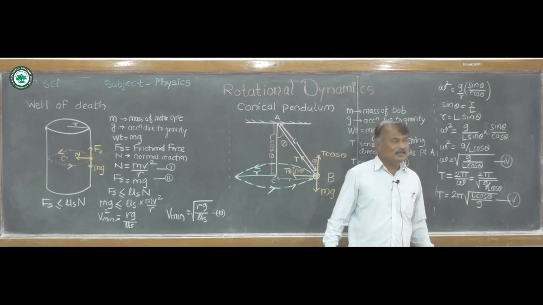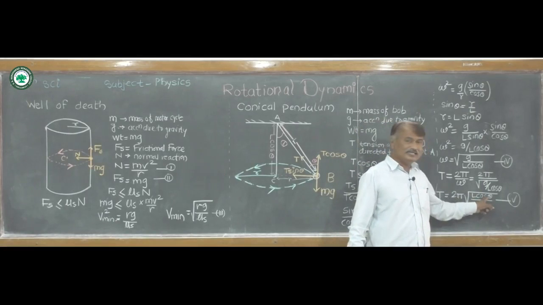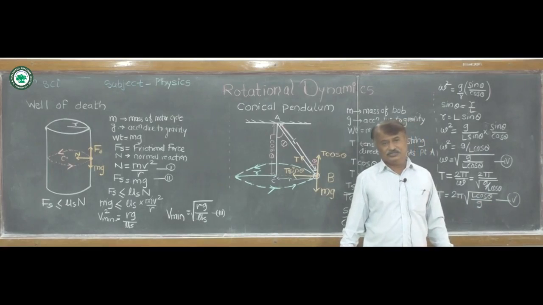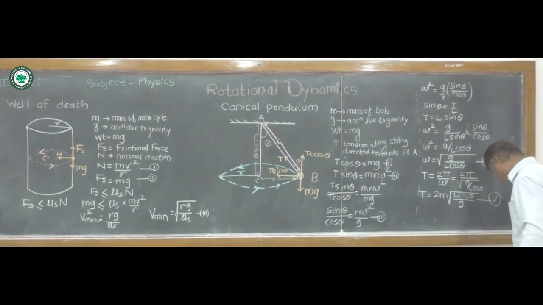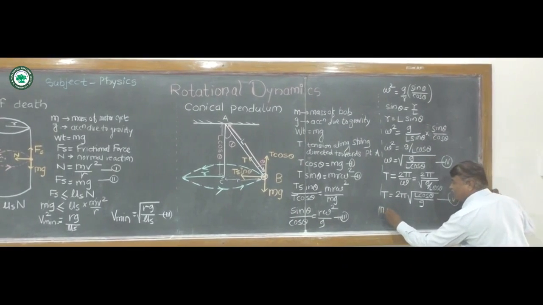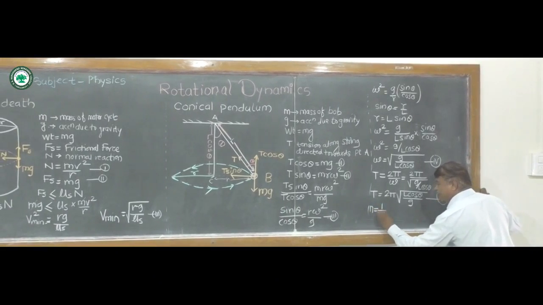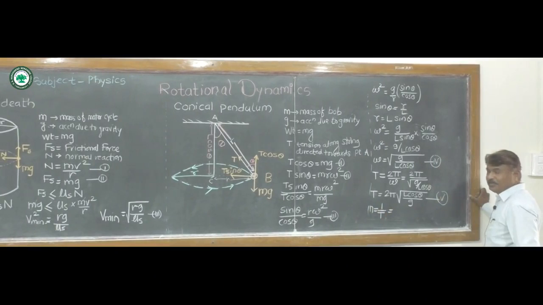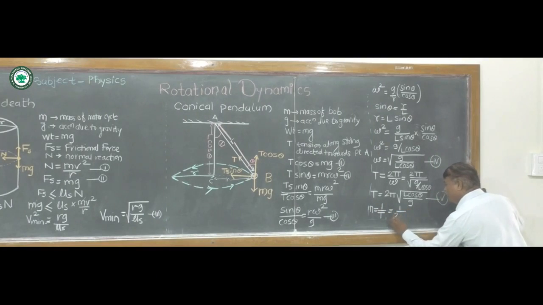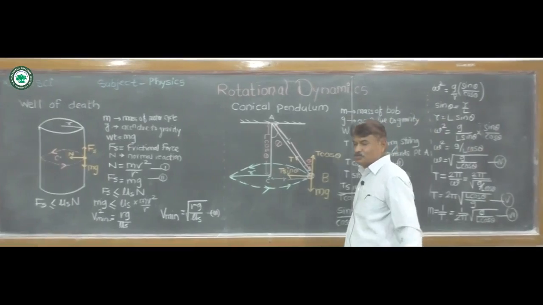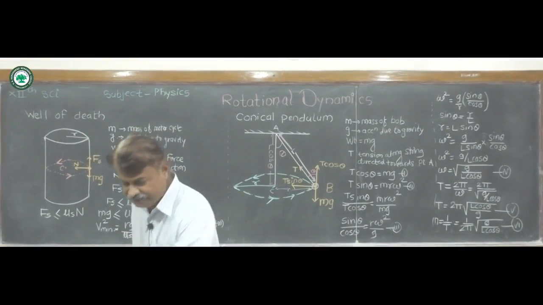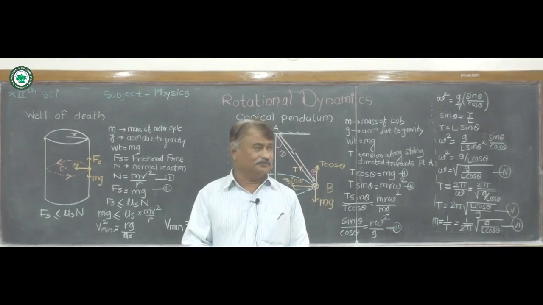Here L is the length of the conical pendulum, theta is the angle, and g is the acceleration due to gravity. Now with the help of this formula, we can find the frequency of the conical pendulum. Frequency is n equal to 1 upon T. By taking the reciprocal of equation 5, we get 1 upon 2 pi under root g upon L cos theta. This equation 6 gives us the frequency of a conical pendulum. So in this way, we find the period and frequency of a conical pendulum.